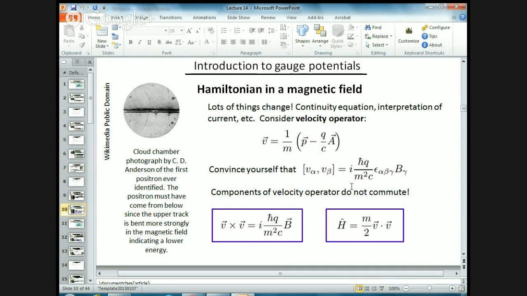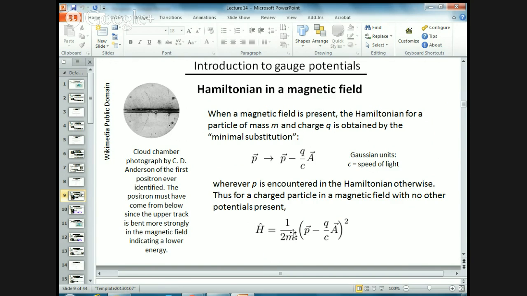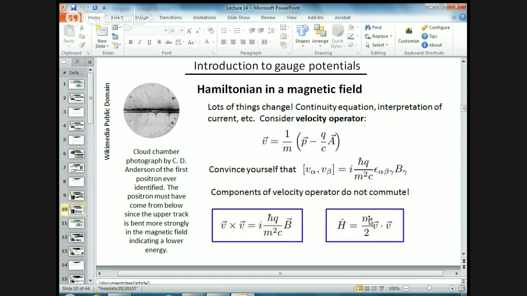Then the Hamiltonian, let's just go back. Here's the Hamiltonian. You see, this is v squared. So the Hamiltonian can be written as 1/2 mv squared. Sound familiar? So in the next part, we'll look at the consequences of this.